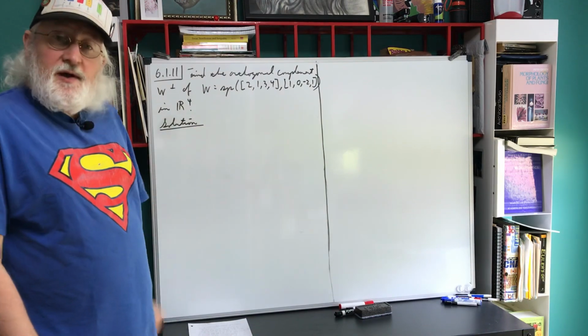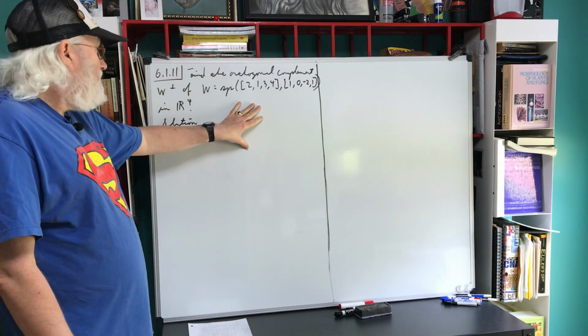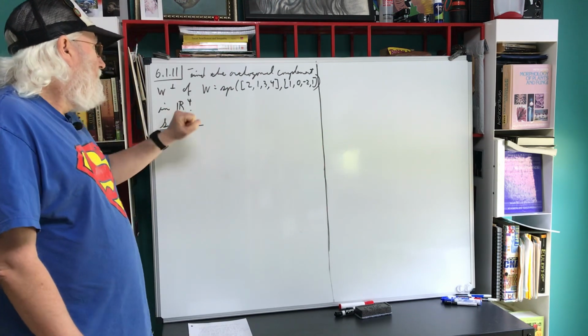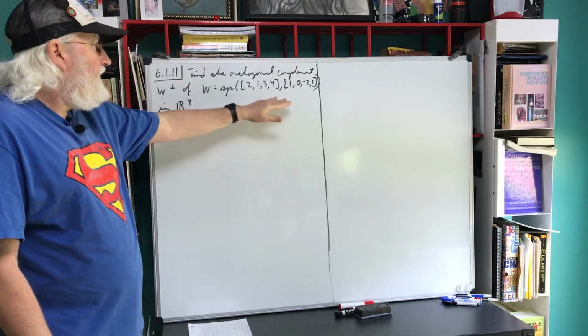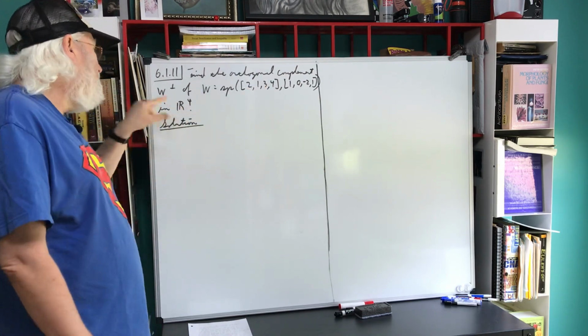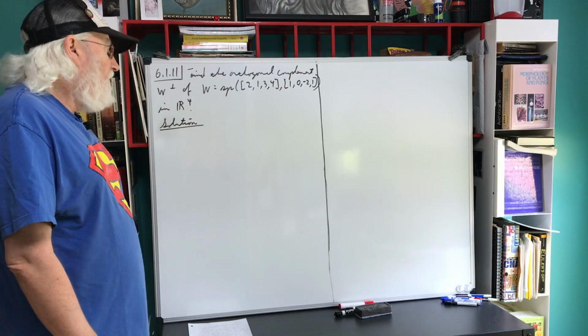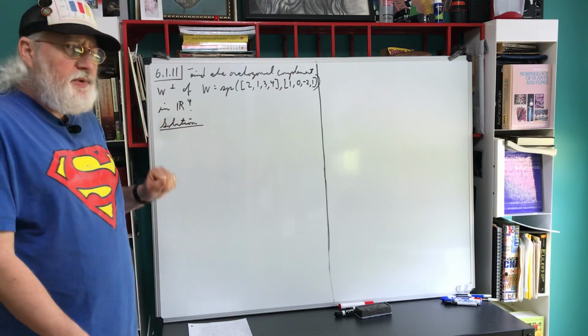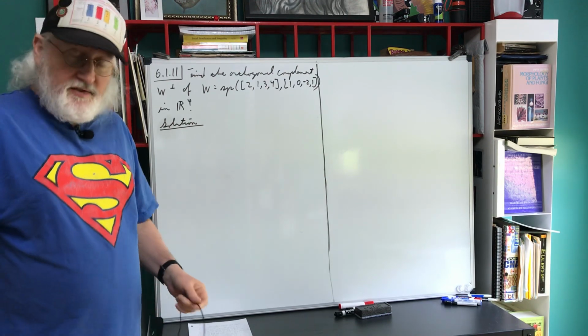Exercise 6.1, number 11, has us find the orthogonal complement, W perp, of a subspace W given as a span of these two vectors. Vectors with 4 components, so this is happening in R4. To find an orthogonal complement, we ultimately found the null space of a matrix.